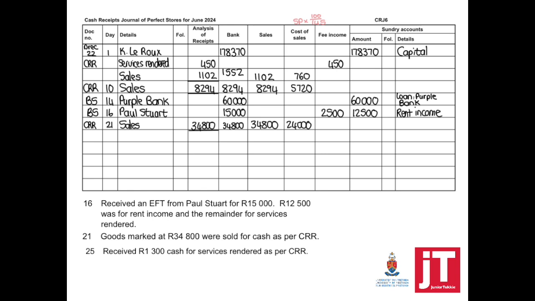Day 25, received $1,300 cash for services rendered as per cash register roll. So when we render services, my source document is cash register roll, but my details is services rendered. Analysis of receipts $1,300, and this goes under fee income $1,300. That's the only transaction on that day, so draw a line. How much was deposited into your bank account? $1,300.